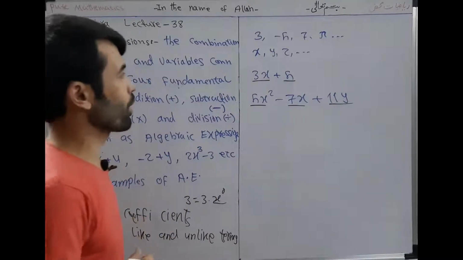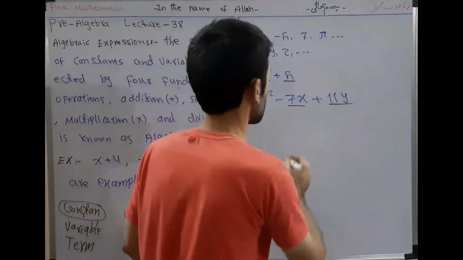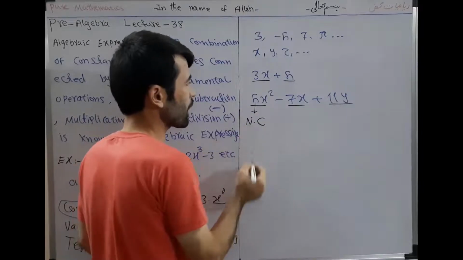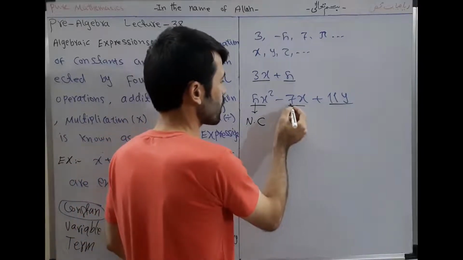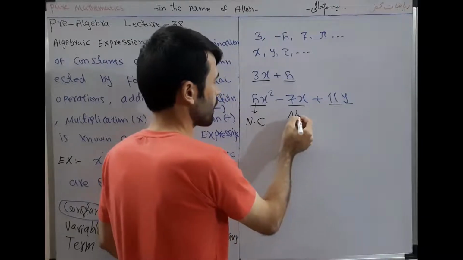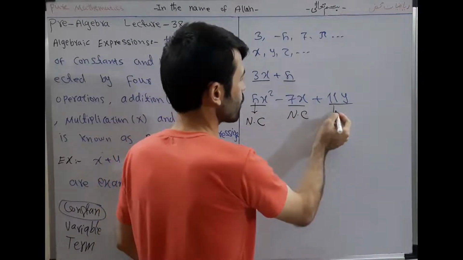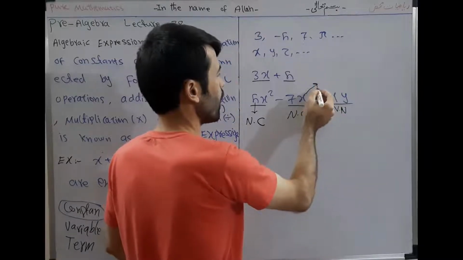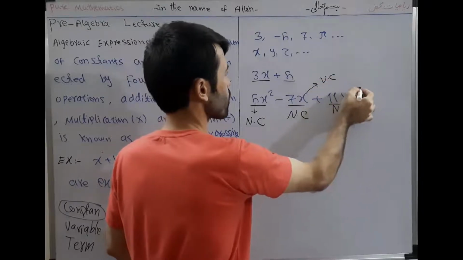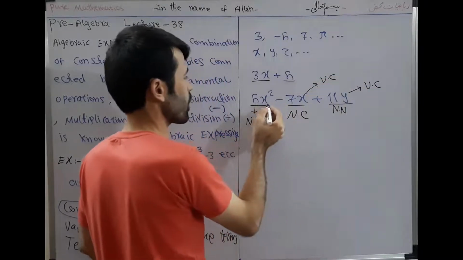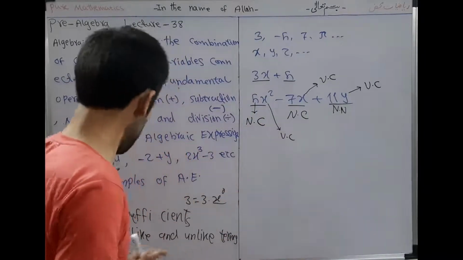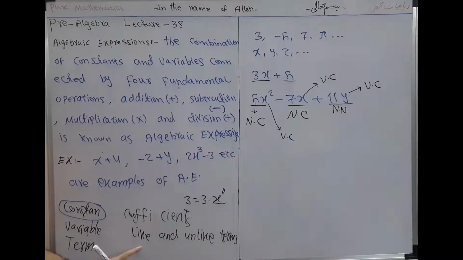Coefficient: we have two kinds of coefficient, numerical coefficient and variable coefficient. Here 5 is a numerical coefficient, minus 7 is also a numerical coefficient, and 11 is also a numerical coefficient. But x is a variable coefficient, y also is a variable coefficient, and x square is also a variable coefficient. Here we say coefficient. We also have another thing, like and unlike terms.